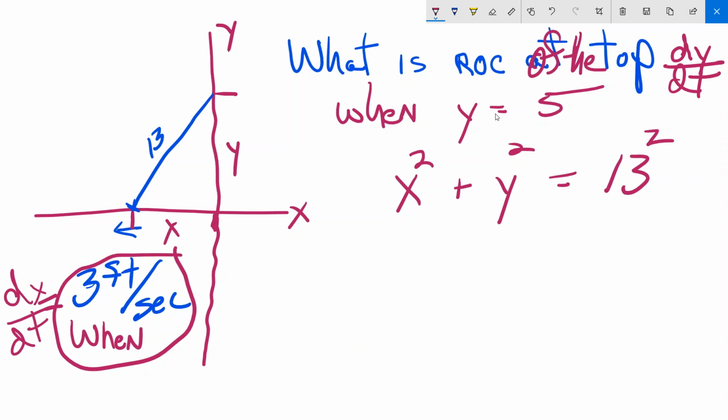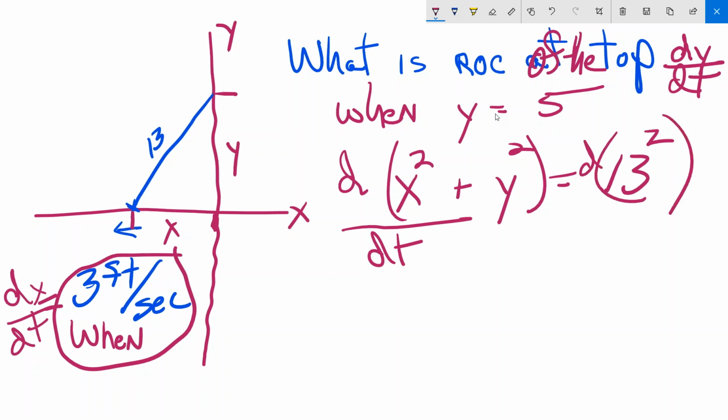So are we going to have dx over dt squared? Well, first of all, let's write it like this. That's what it means to differentiate the whole left side of the equation with respect to t. And over here, I have to do the same thing. What's the left side become? The left side becomes dx squared over dt plus dy squared. Hold on. Start with the outside derivative.